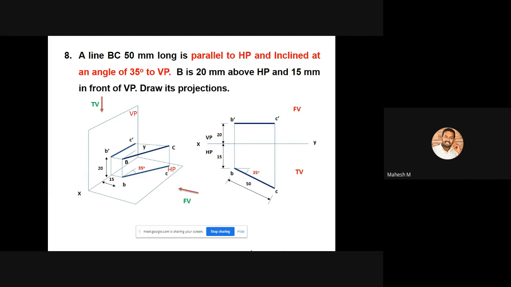So any doubts? Sir, in this diagram, HP and VP are interchangeable, sir. No, it is same, right? The previous problem is also like this. What I am saying is that the lines interchange.